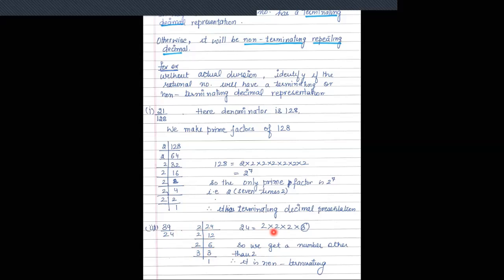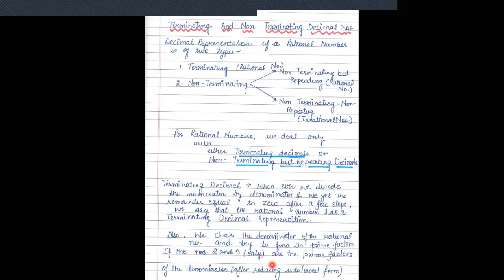So 24 can be written as, how many times is 2? 3 times. We have written 2 into 2 into 2 and 3. We have written a 3. So we get a number which is other than 2. Now, if you remember, children, I'll share the previous one with you.